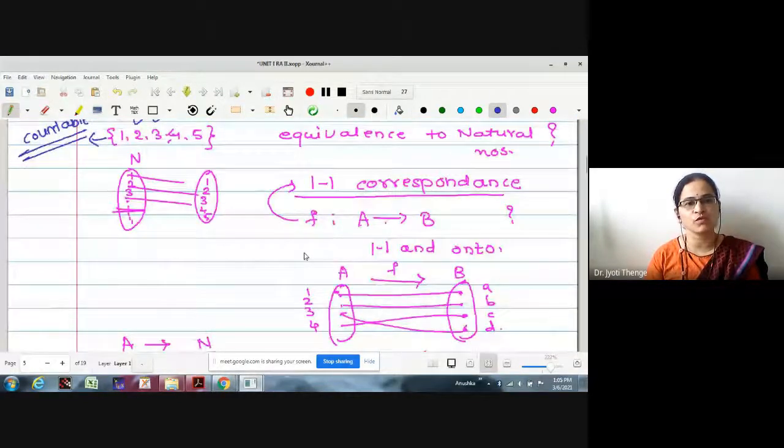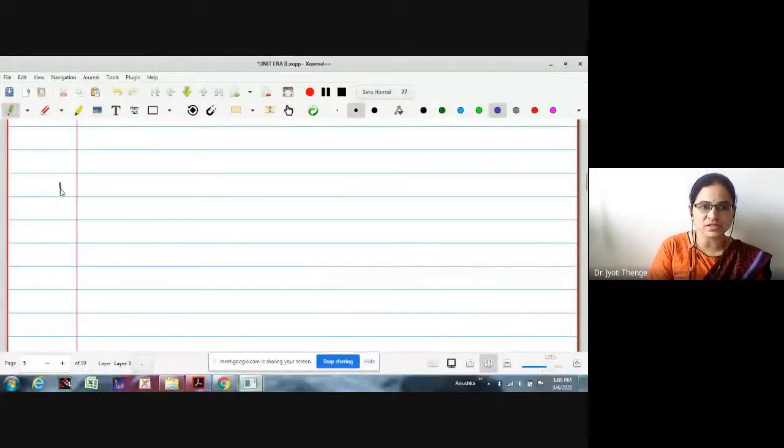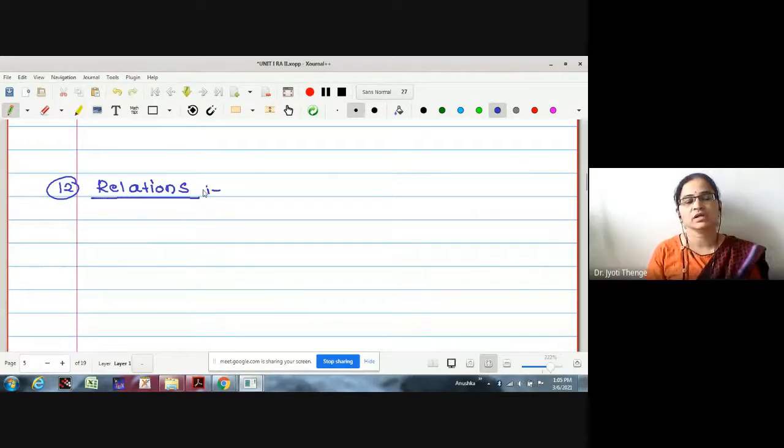Next, I want to go for relations. Relation is also an operation on sets, no? Yes, ma'am. Suppose we have two sets A and B, finite sets we can take. Yes, what is the relation then?